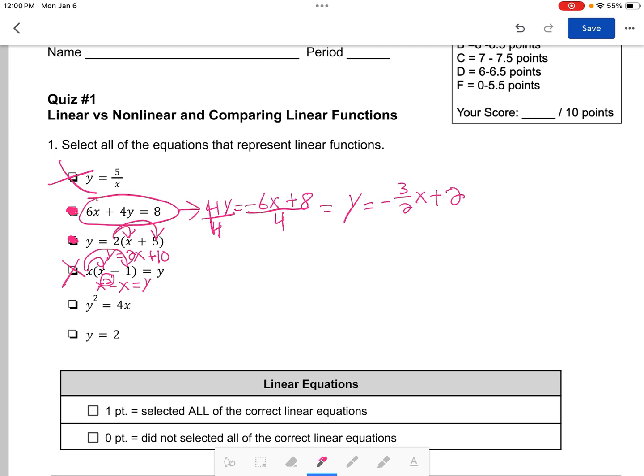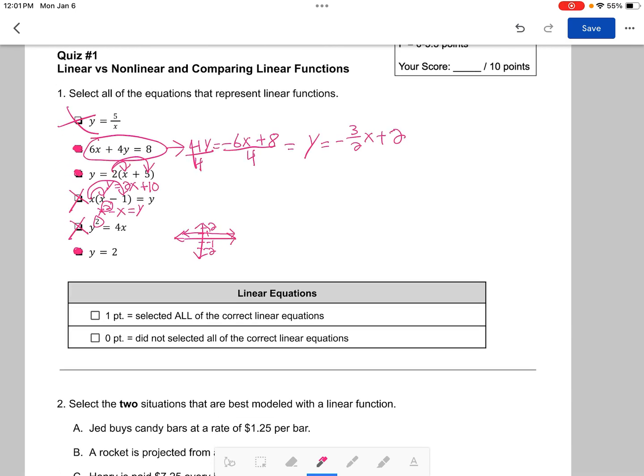Number 5, same deal. I've got my exponent here. That cannot be linear, so I can cross it off. And the last one, y equals 2. If I were to plot y equals 2 on a graph, I'll just show you this briefly here. I have negative 1, negative 2, positive 1, positive 2. I would have a straight line going left to right at y equals 2. That does pass the vertical line test. So those are my 3 options of linear functions for number 1.